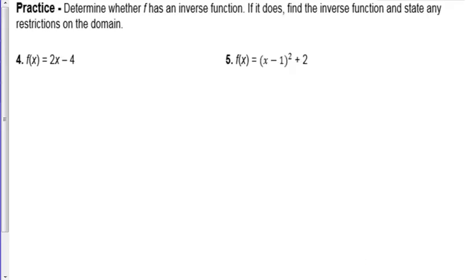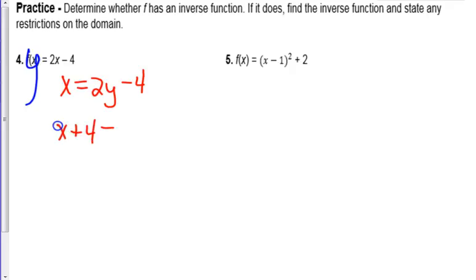All right, here we go. Let's try this one. What are we going to do first? Is it going to pass the horizontal line test? Yeah, it's just a line, right? So right now this says y equals 2x minus 4. We're going to flip them. X equals 2y minus 4. Then what?